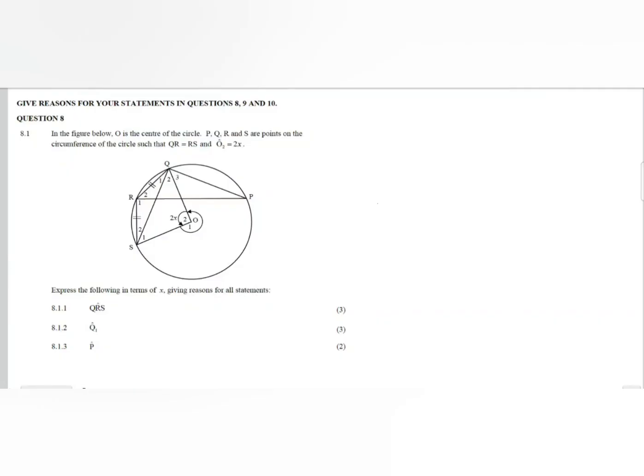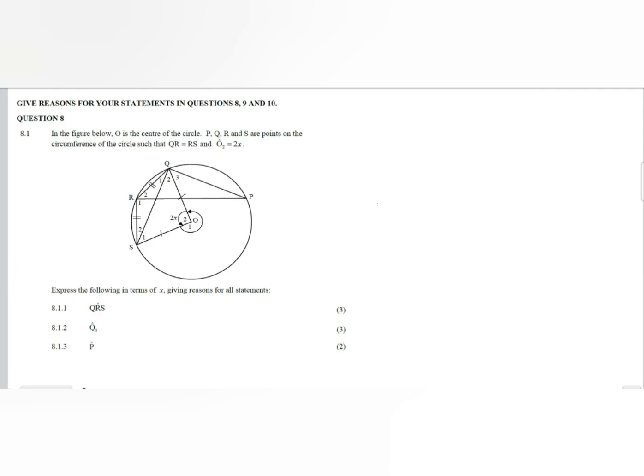Question number 8, Euclidean geometry. First question. In the figure below, O is the center of a circle. Okay, center is given. You need to identify all the radii, and the diameter if there is one. You have to see that. You can see these two are equal, isn't it? They are radii. That is OS and OQ.